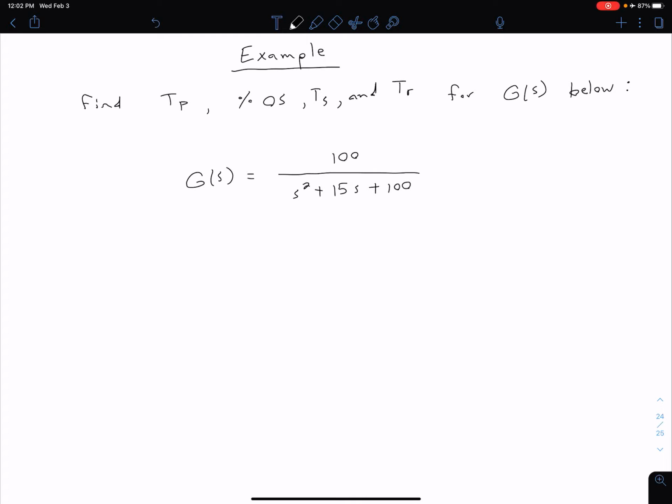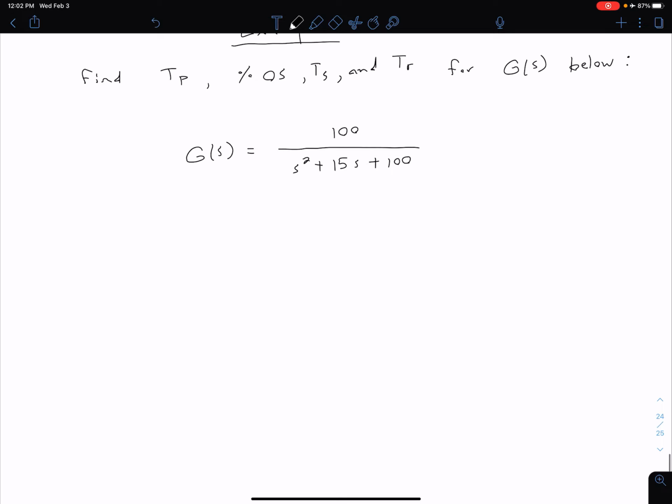Let's take a look at an example. In this example, we want to find our peak time, percent overshoot, settling time, and rise time for some transfer function G(s), which is given below. As always, I would encourage you all to pause the video and try to work this problem, or at least set it up by yourself, and then come back and watch the video to see the solution.